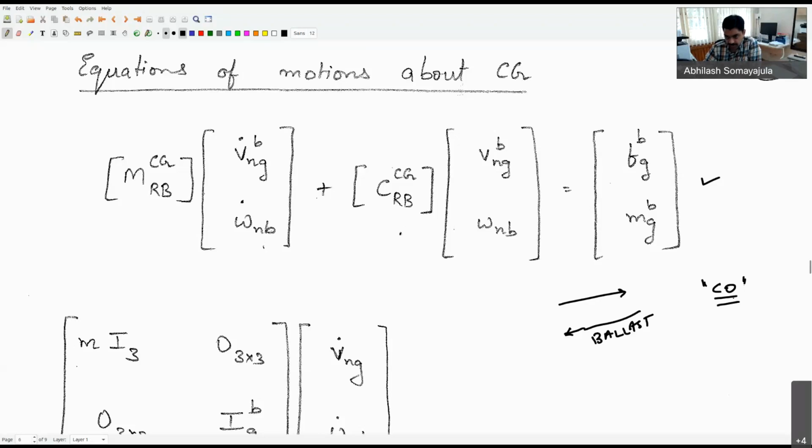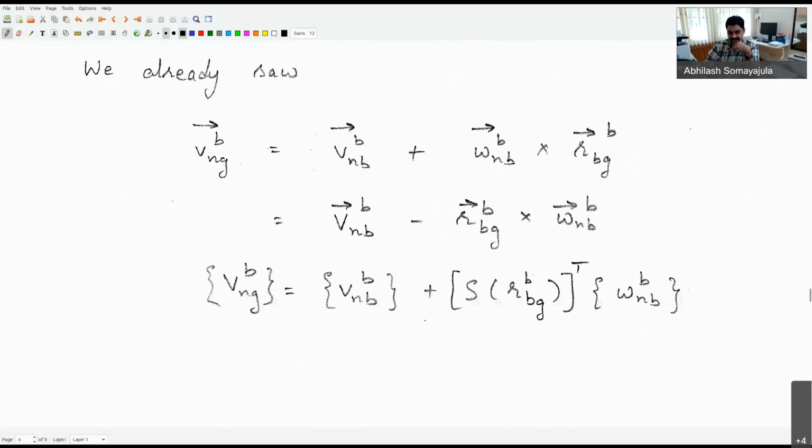So now what we will do is that these equations which we derived about the center of gravity, we want to convert them or transform them into about the coordinate origin CO. Is everybody with me on what our plan of action is? Yes, sir. Alright. So let's go further and see what we do.